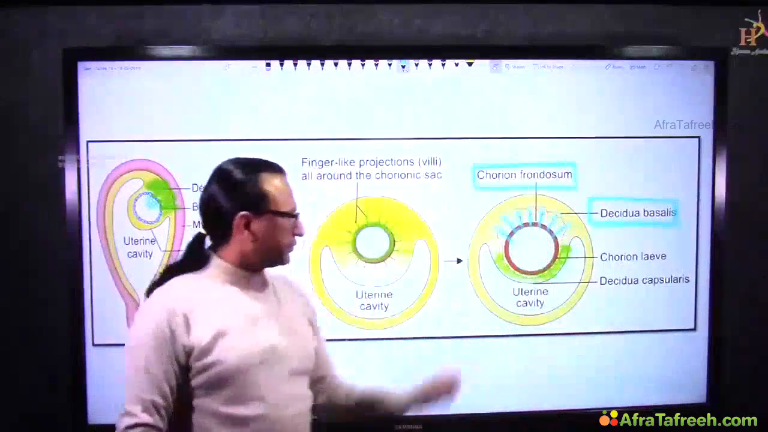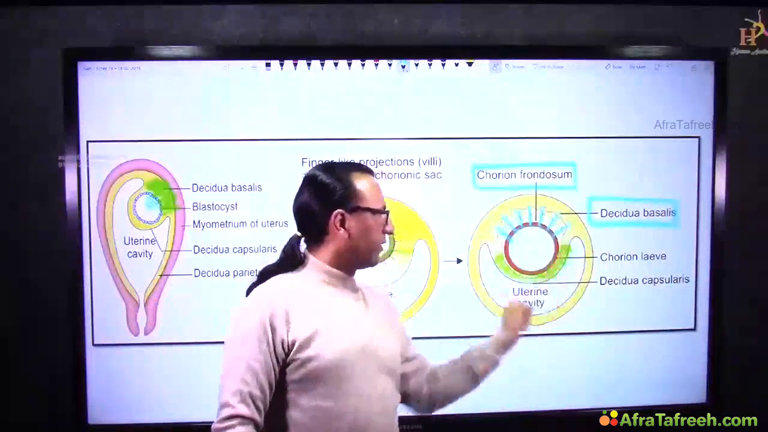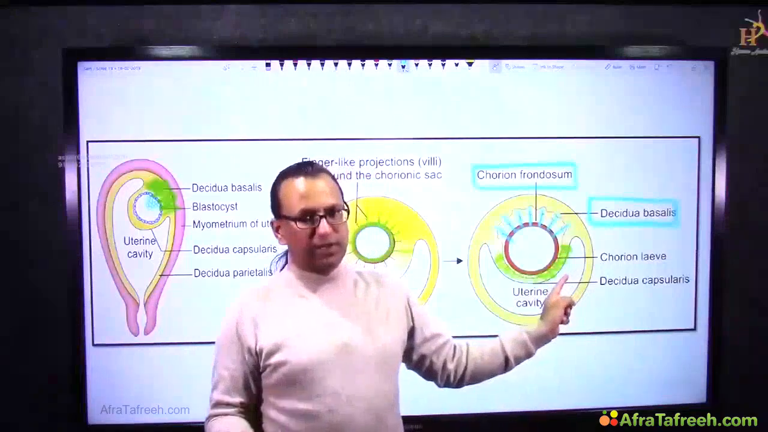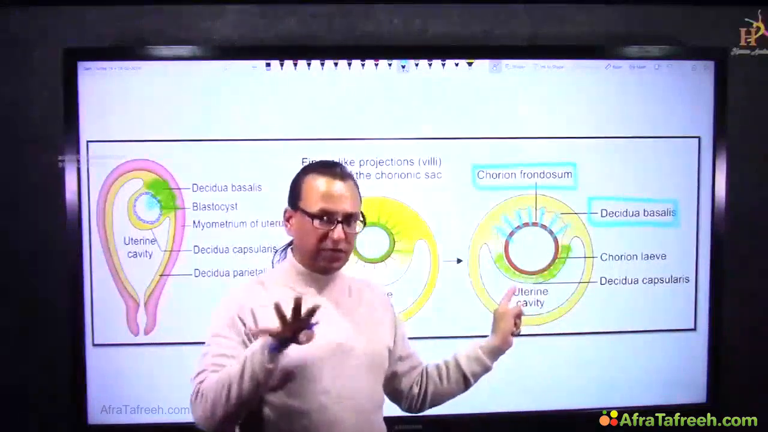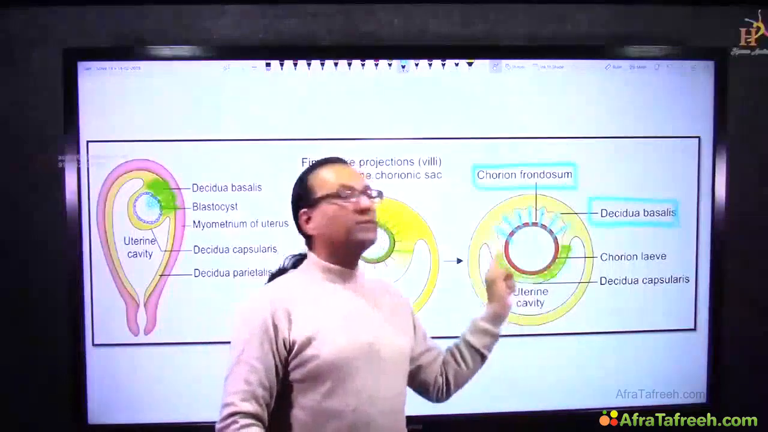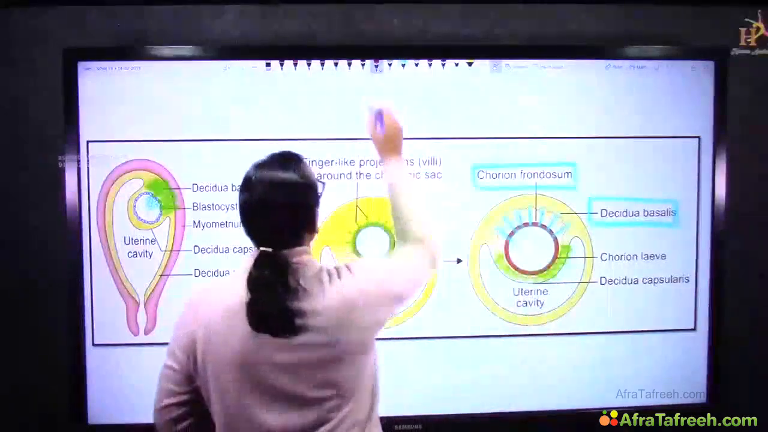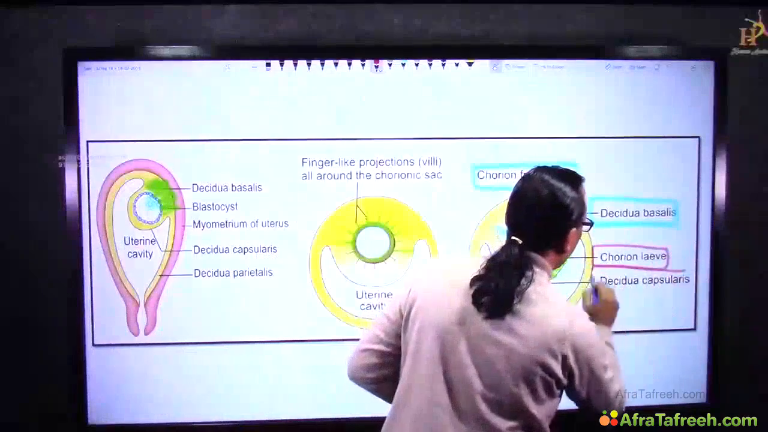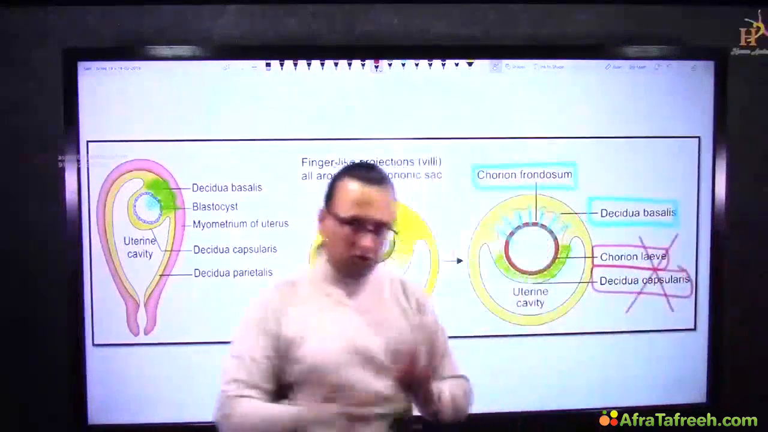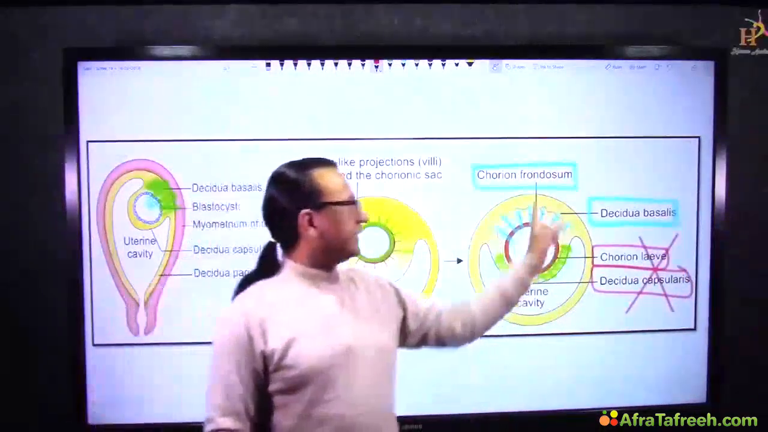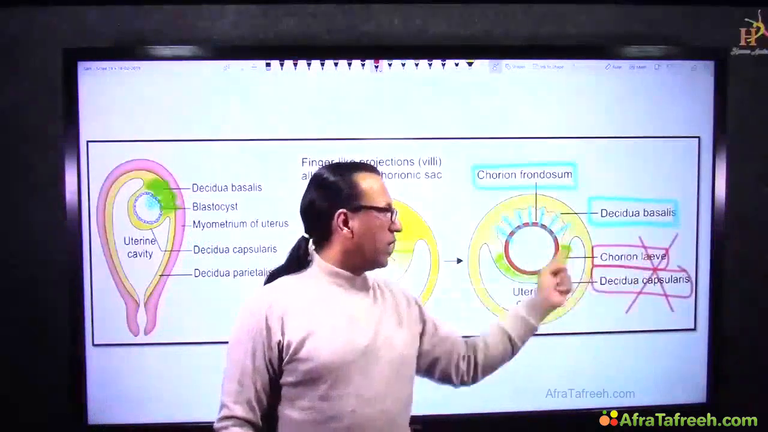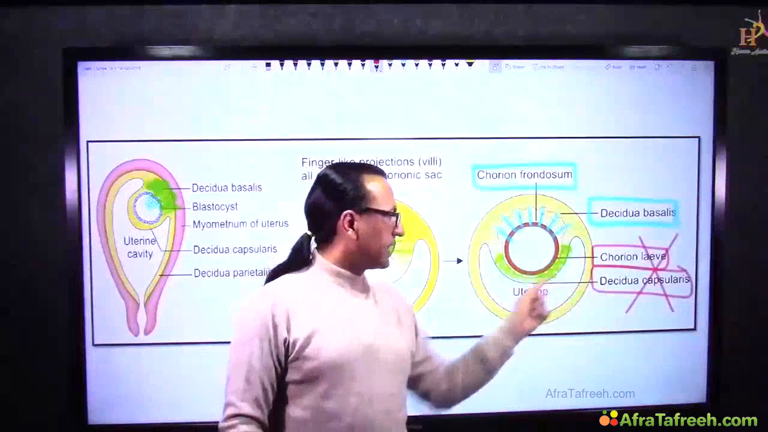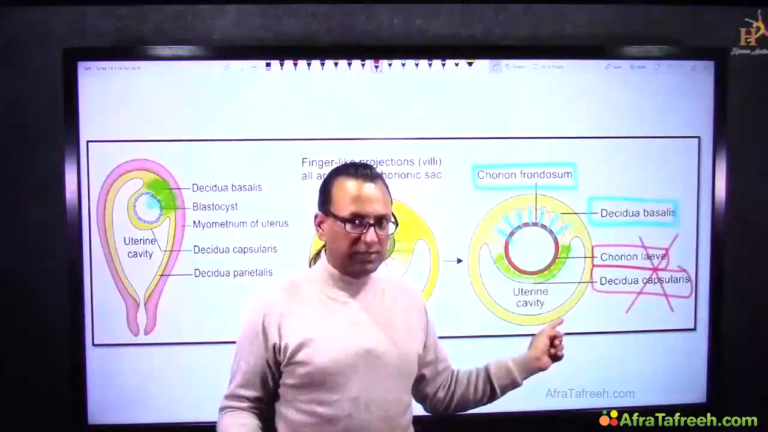The chorion which is in contact with the decidua capsularis of the mother, the chorion which is losing the finger-like projections, will be called chorion laeve. So there is a chorion laeve and decidua capsularis, but this is not for placenta. Placenta is just the chorion frondosum and decidua basalis. These two are towards the uterine cavity, and they don't have any contribution towards placenta as such.